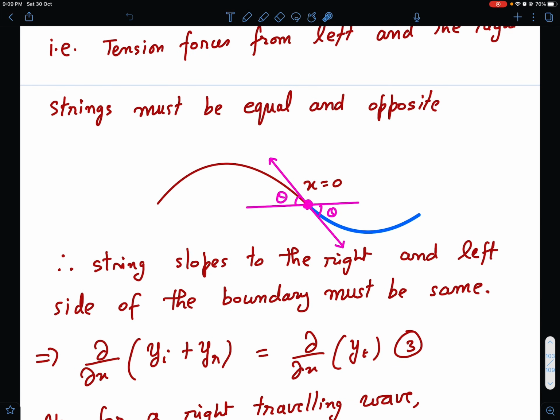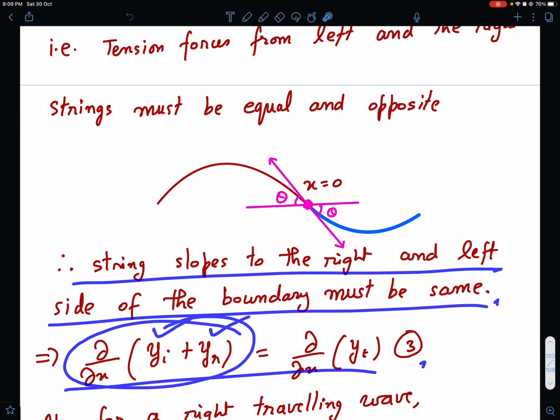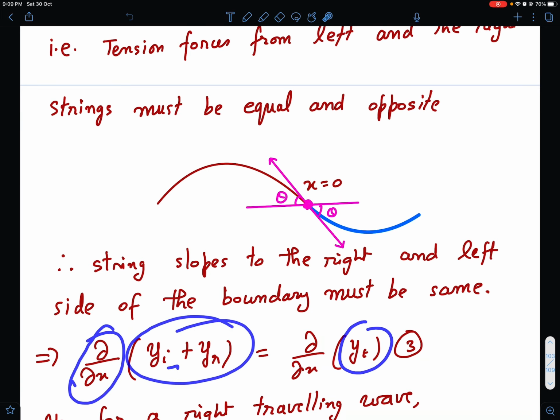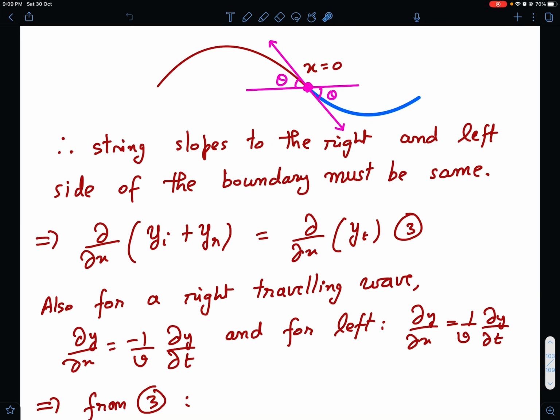So I hope you got the second condition on the boundary. First was the continuity of the displacement, and the second is the continuity of the slope. The string slopes to the right and left side of the boundary must be the same, or I can say that del by del x of y incident plus y reflected must be equal to del by del x of y transmitted at the boundary, that is x equal to 0. This is the left side wave and its slope is del by del x, and the right side wave and its slope is del by del x.